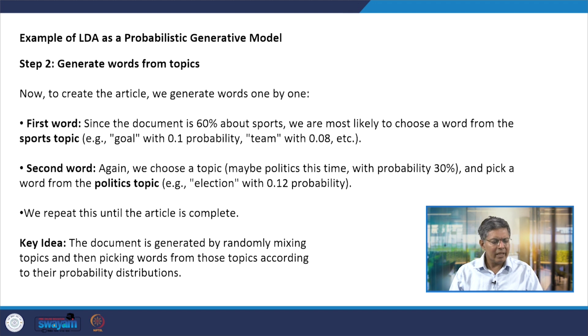After the first word, we go to the second word. For the second word we choose maybe politics this time, with a probability of 30%, and pick a word from the political topic, for example, election with a 12% probability. This procedure is repeated until the article is completed. So, the key idea here is that the document is generated by randomly mixing topics and then picking words from those topics according to their probability distribution. So, the word probability distribution is very important here.